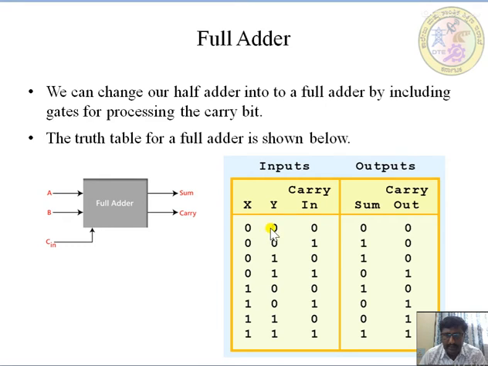See here, A, B, C in, so 0, 0, 0, 0, 0, 1, for 2 it is 0, 1, 0, for 3 it is 0, 1, 1, for 4 it is 1, 0, 0, for 5 it is 4 plus 1, 5, that is 1, 0, 1, for 6 it is 4 plus 2, 6, that is 1, 1, 0, and for 7 it is 1, 1, 1, that is 4 plus 2 plus 1.